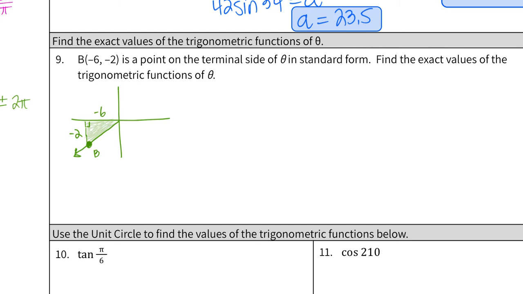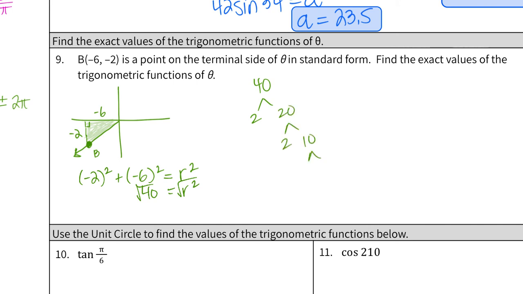So we're going to use the Pythagorean theorem. (-2) squared plus (-6) squared is equal to, here we call this the radius, so I'm going to call it r squared. So that left side, if you type it all in, gives us 40. Now I'm going to square root both sides, so it would be square root of 40. Only you can simplify that a little bit. If you remember doing these factor trees, we can reduce it down to 2 square root of 10. So that is what we're going to use for r: 2 square root of 10.